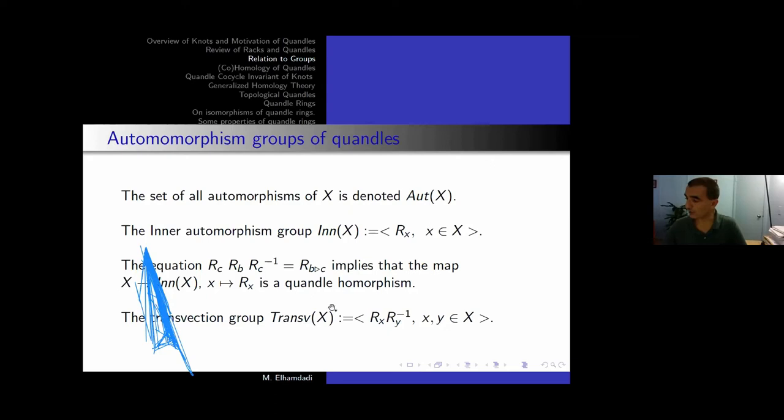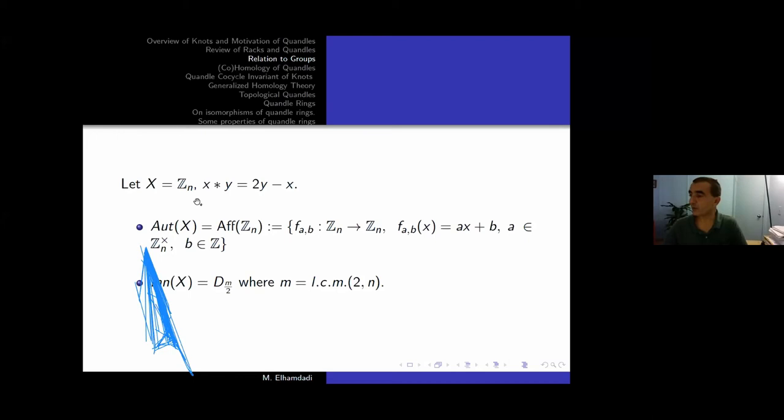Here are some few computations. Take the integers mod n with the binary operation 2y minus x. Here I am writing star instead of triangle. The automorphism group is nothing but the affine group of Zn. Basically, it's given by pairs (a, b) in Zn, and these are the affine functions ax plus b. Because you want it to be an automorphism, a has to be invertible in Zn. And the inner group is just the dihedral group D_{m/2}, where m is the least common multiple of 2 and n.